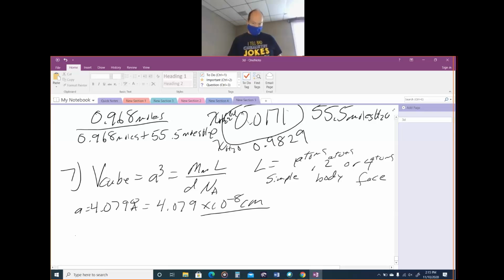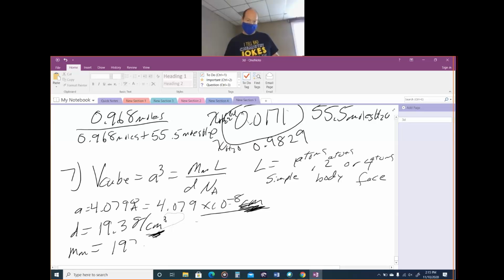All right. And you need that because the density is 19.3 grams per centimeter cubed. This has to match this. If this is centimeters cubed, this has to be centimeters. If you want that to be angstroms, then you have to change your density to grams per angstroms cubed. I prefer to convert my length and not my density. All right, and then they give you the molar mass. Molar mass 197.